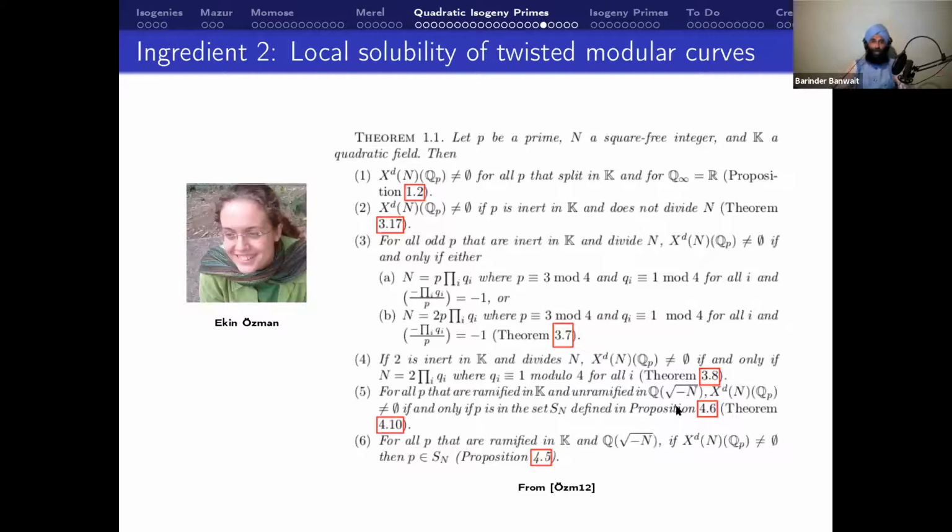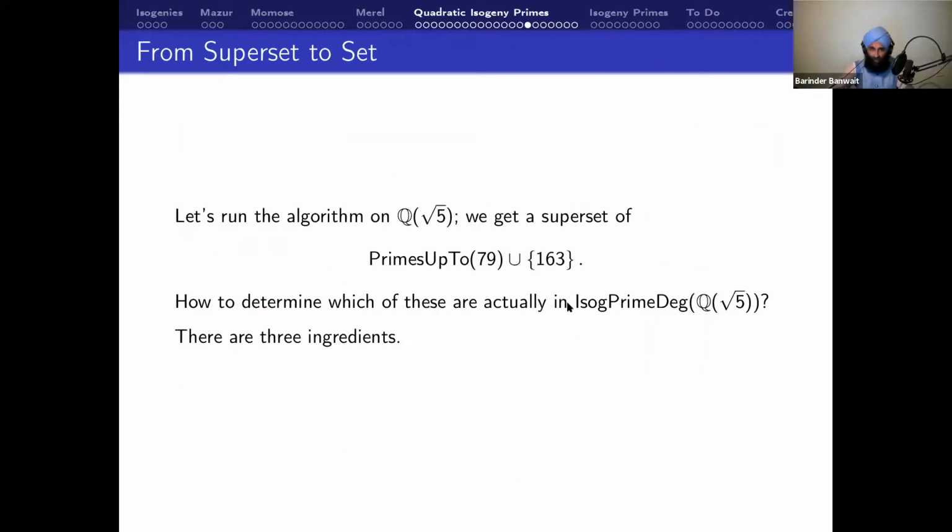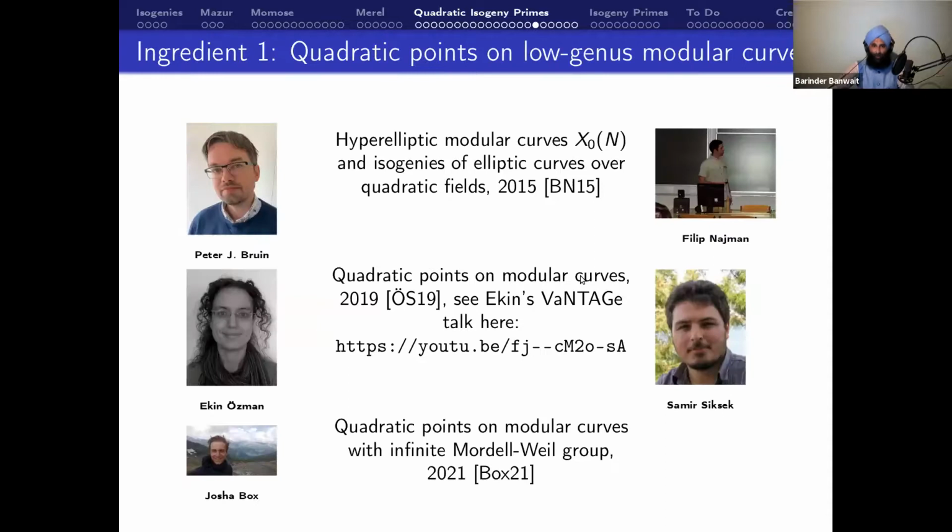Another one is Ekin's earlier thesis work, where she studies the everywhere local solubility of twisted modular curves. Because the work by Özman, Siksek, and Box stops at genus 5. That means that the largest prime considered in this work is 73. But we need to say something about 79 as well. So that's a genus 6 case. So something else was required there.